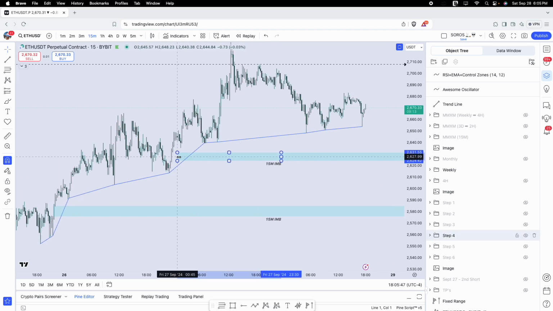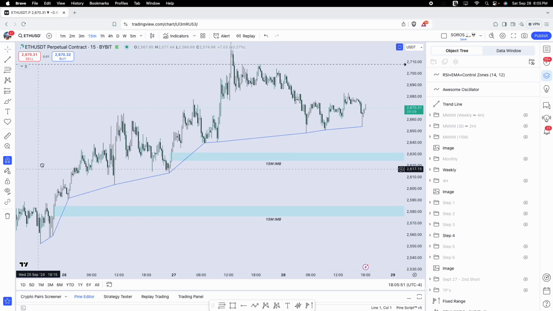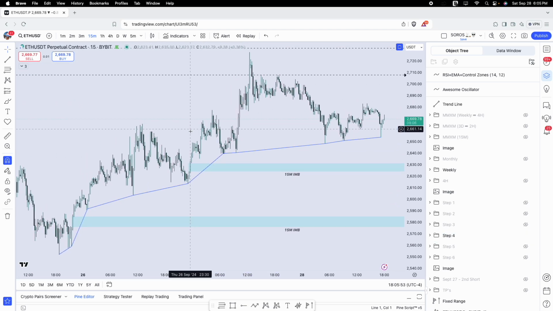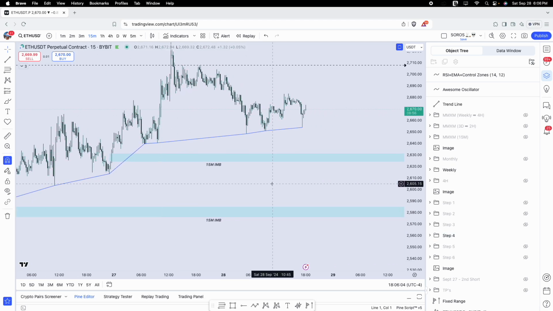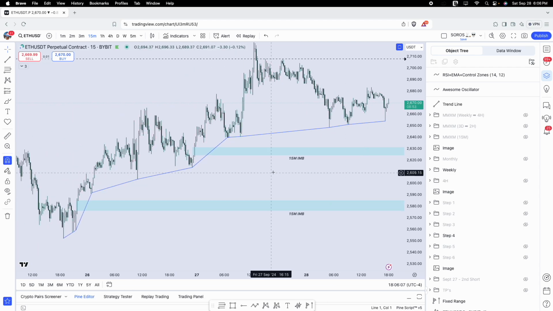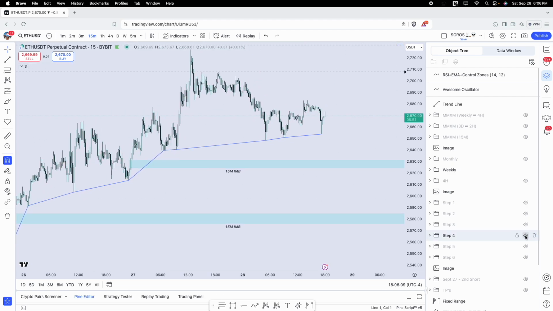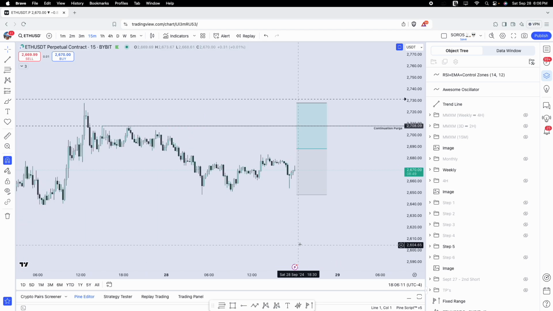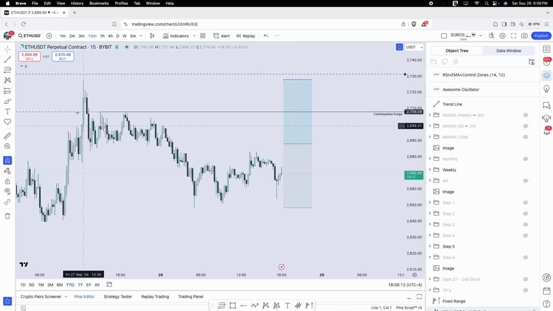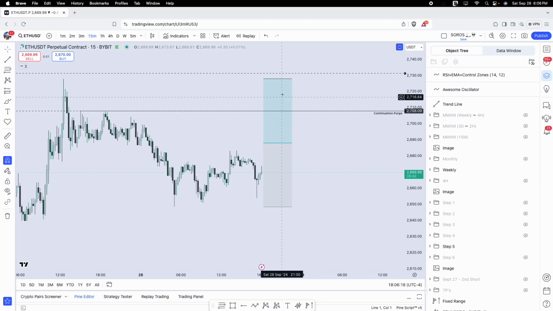Also want to identify where the imbalances are or the inefficiencies within this dealing range. So on the buy side, you have one inefficiency here. These were all rebalanced in real time. This is another inefficiency here. So I want to make sure, because that could be an area to draw to. So that's step 4.